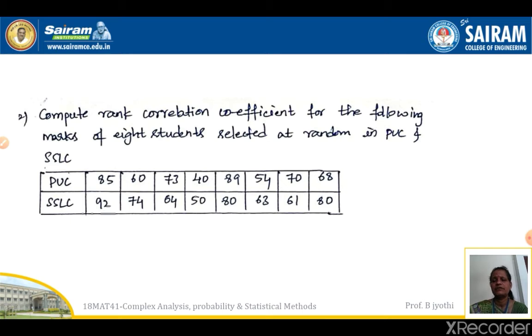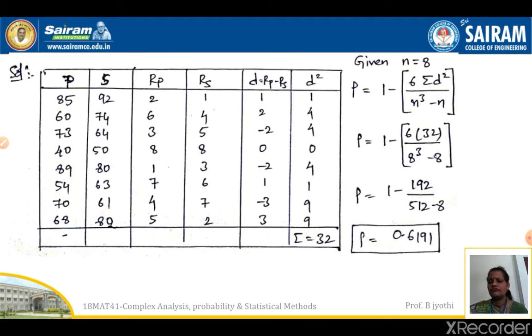Next example: compute the rank correlation coefficient for the following marks of 8 students selected at random in PUC and SSLC. In the PUC it is 85, 60, 73, 40, 89, 54, 70, 68. Whereas in the SSLC it is 92, 74, 64, 50, 80, 63, 61 and 80. So for PUC and SSLC respectively, we have named them P and S. Rank of P and rank of S, similar to the previous problem.